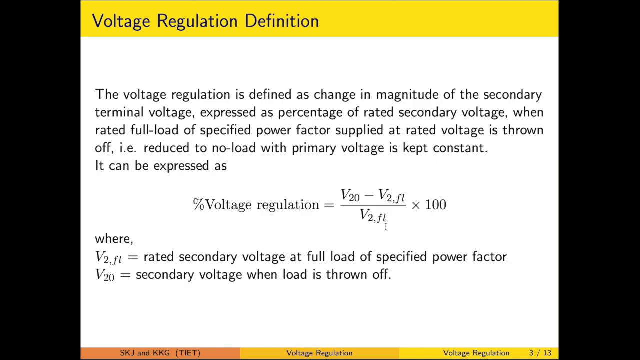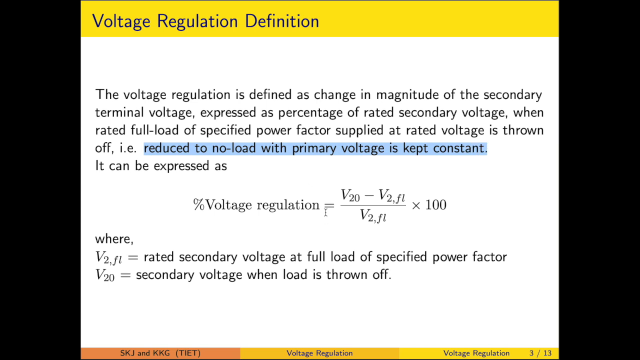So how is the voltage regulation defined? The voltage regulation is defined as the change in magnitude of the secondary terminal voltage expressed as a percentage of the rated secondary voltage when the rated full load of a specified power factor, supplied at a rated voltage, is thrown off. But that thrown off has a sense: it is reduced to no load with the primary voltage kept unchanged, or you can say constant.